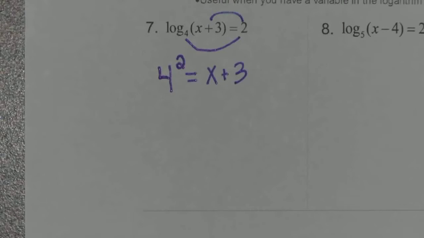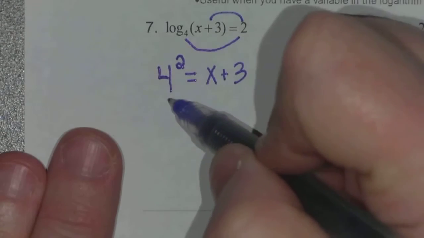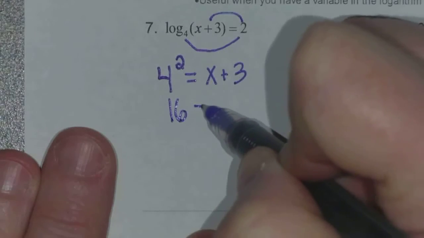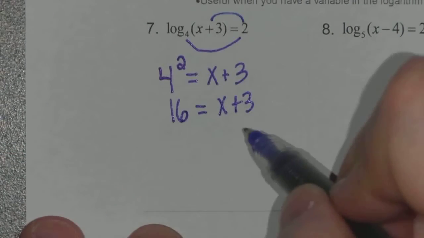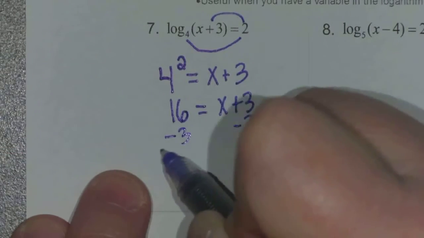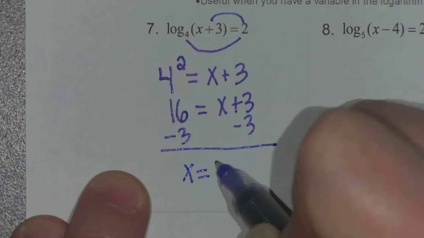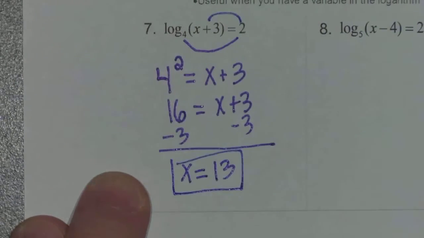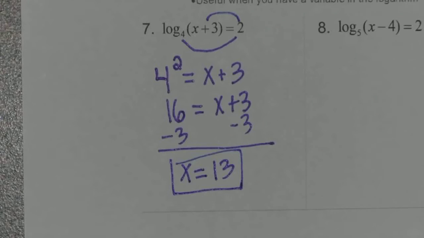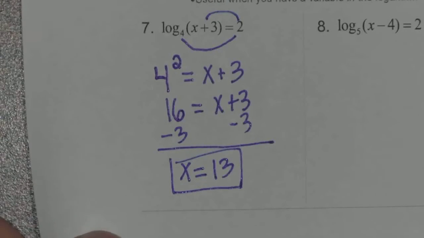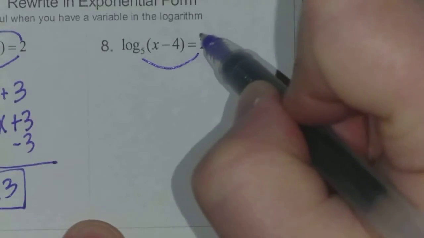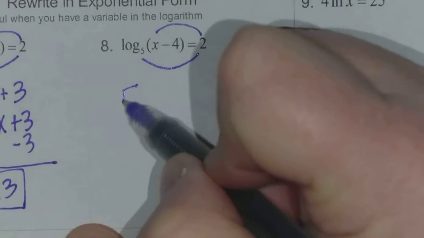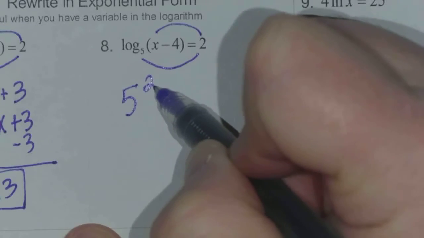Okay, this is easy to solve now, isn't it? What's 4 squared? 16. And what do I do to get the x by itself? Minus the 3. So what's my x value? 13. Okay. All right, you guys got it this time. Circle it around for me. Tell me what it is. 5. Yep.